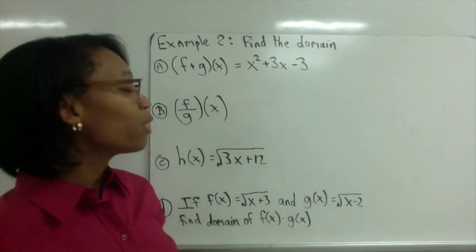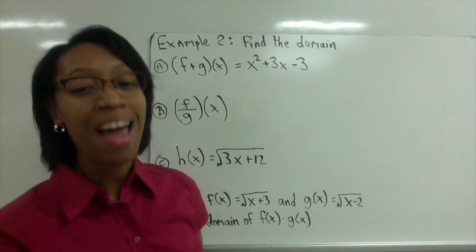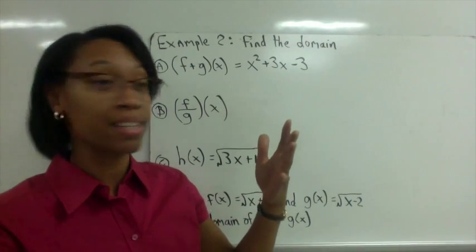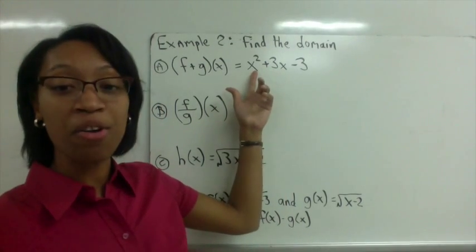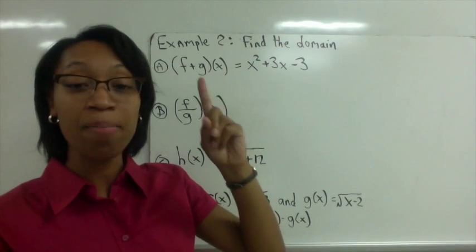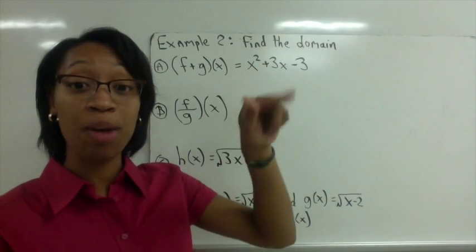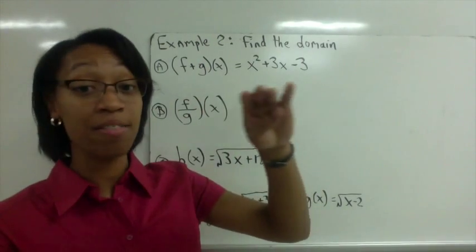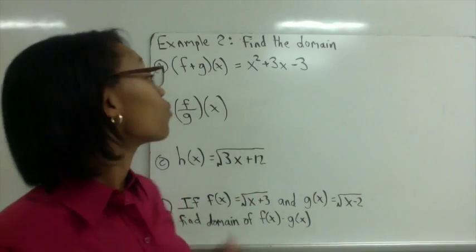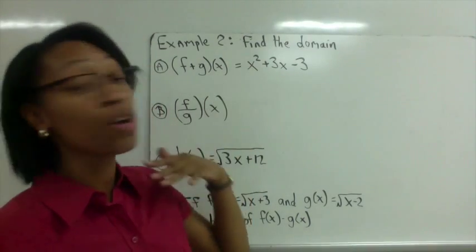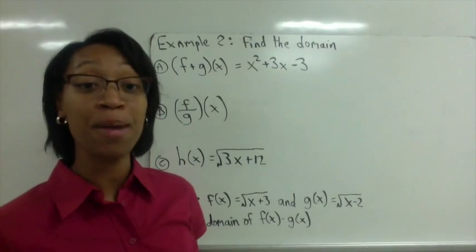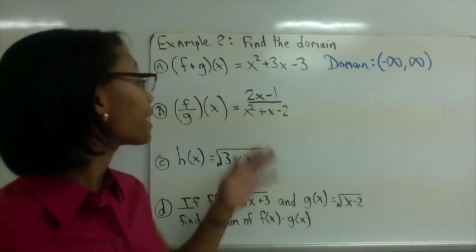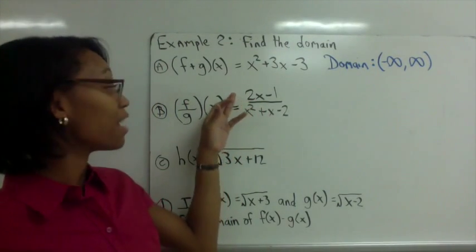All right, so I'm looking at that. I'm asking myself, what values of x can I possibly plug into this function? Well, anything. You can plug in any x. I see an x squared, and that reminds me of my parent function. It must be a parabola. I know that the domain of a parabola is going to go from negative infinity to infinity. So, since there's no fractions and no roots, my domain must be from negative infinity to infinity. On this next one, I can see that I have a fraction.